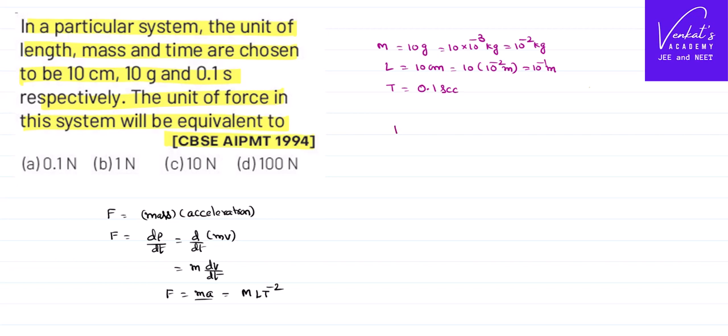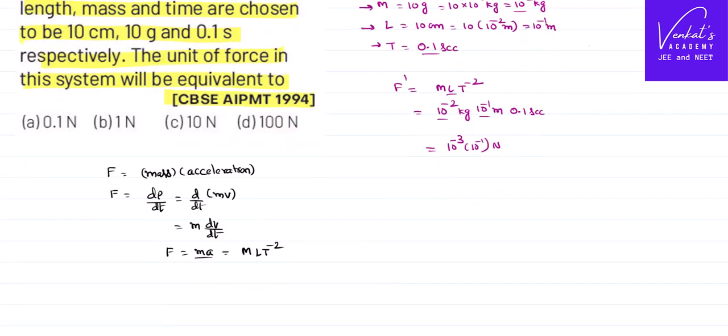Now I can write the new force with these parameters as per the given problem, as force equal to MLT power minus 2. In place of mass, I write, as per the given data, 10 power minus 2 kilogram. In place of length, I write 10 power minus 1 meter. In place of time, I write 0.1 second. So the value becomes 10 power minus 2 and 10 power minus 1 becomes 10 power minus 3, and 0.1 is 10 power minus 1. Everything else is second itself.